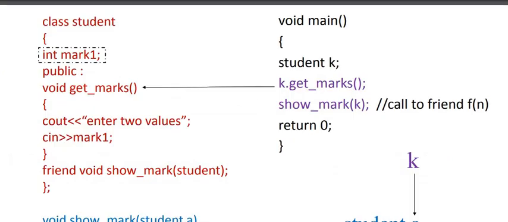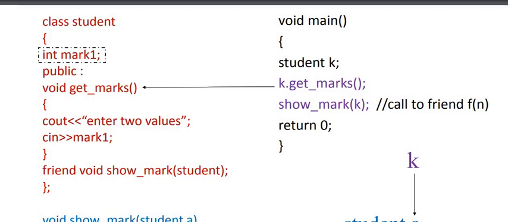So look at this example. The name of the class is student and I have mark 1 in public. I have a method, that is your member function get marks, and I have a function show mark which is friend. Look at that, friend void show mark within bracket student class name. So what do you mean by class name? I am passing object as an argument.